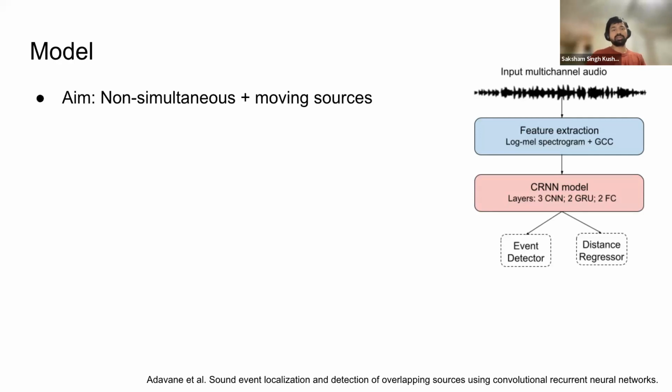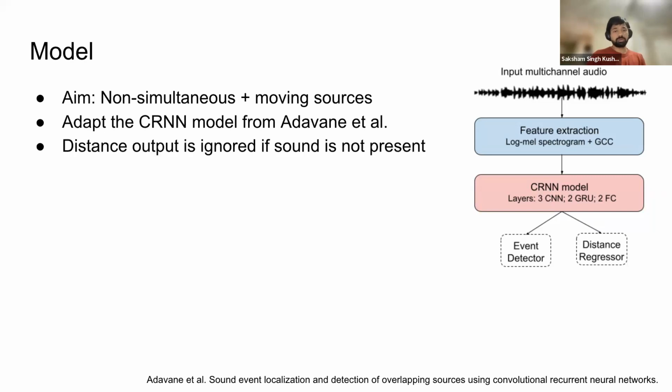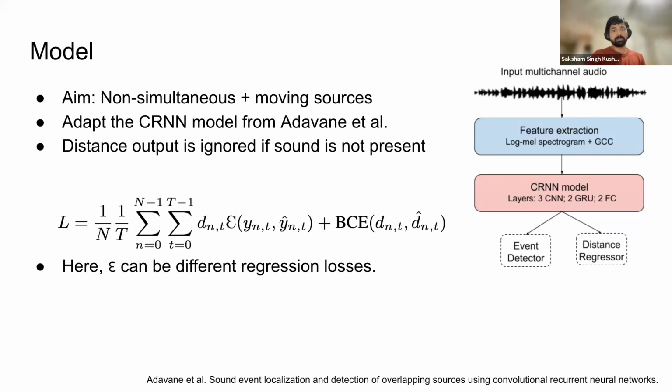We modified the CRNN from Adavanne and others to detect the presence of event and predict distance. Distance output should make no sense and should be ignored if the sound is not present. Hence, we optimize a multitask loss which consists of event presence detector and masked distance estimator.